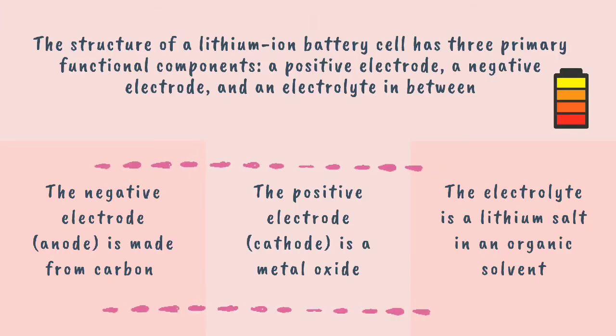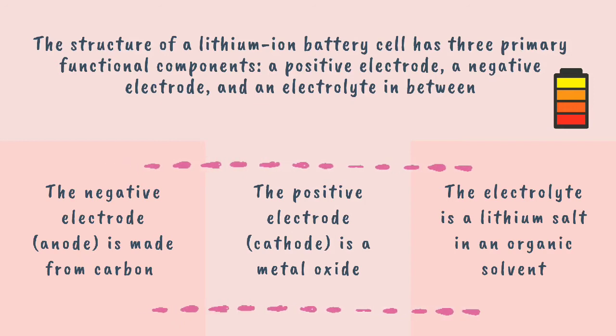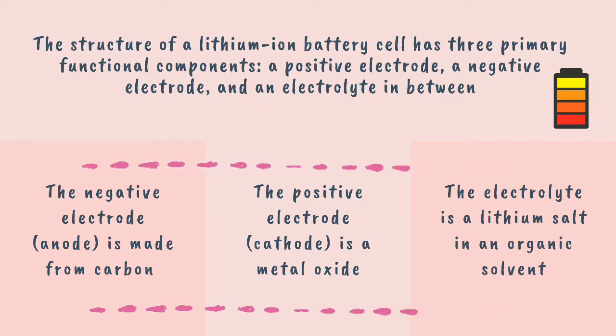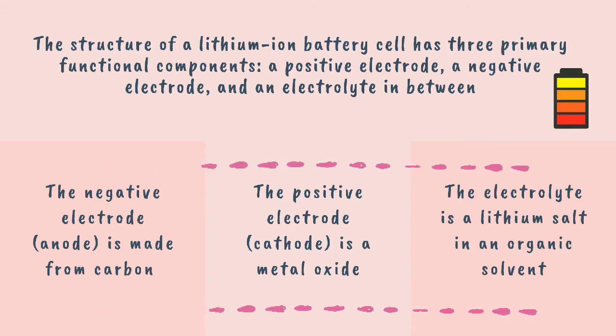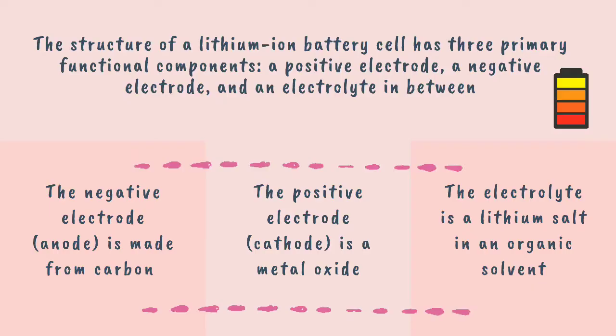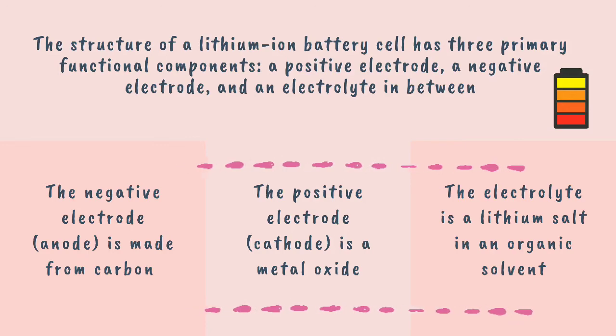The second one is the lithium manganese ion battery. For the structure, it has three primary functional components, which are a positive electrode, a negative electrode, and an electrolyte in between. The negative electrode is made from carbon. The positive electrode is a metal oxide. And the electrolyte is a lithium salt in an organic solvent.